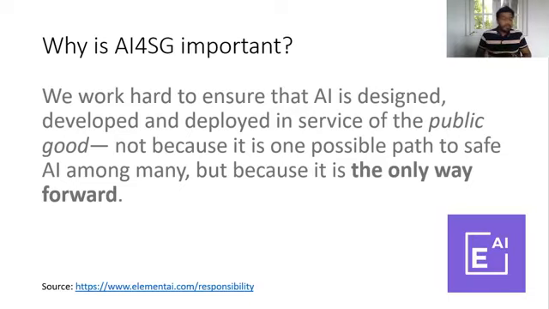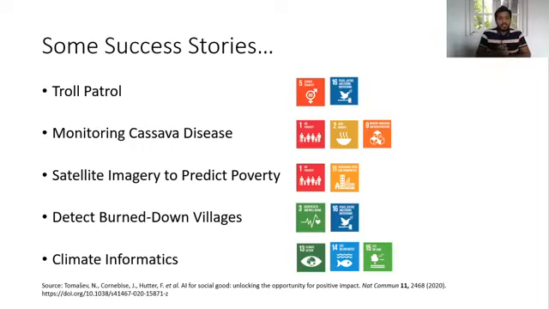So now we'll look at some success stories. There are a few success stories that have been documented about AI for social good. I will start with this concept called Troll Petrel. Troll Petrel is an AI solution that has been built in the US to detect abuse of female politicians on social media. And then there's monitoring cassava disease, and a farmer marketplace that has been successfully deployed in Uganda with the use of AI.